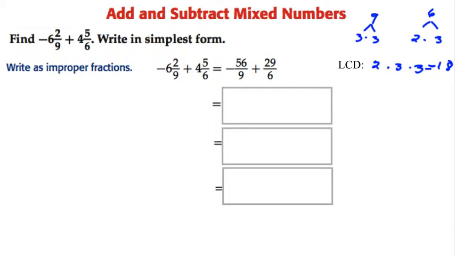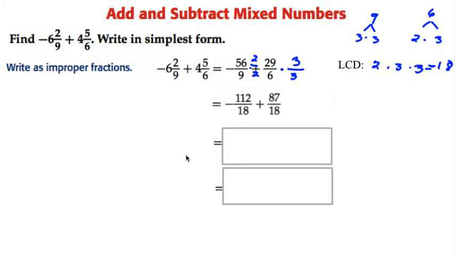So what am I missing in the second fraction? I need to multiply the top and bottom by what number to get 18? Well, it's 6 times 3, so that should be a 3. And in this one, we're going to multiply by 2 over 2, okay? So when we do that, multiplying negative 56 times 2 gives us negative 112. 29 times 3 is 87. Okay, and now we have our common denominators.